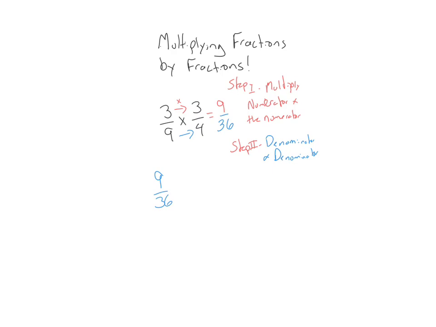What I need to do is I still need to simplify this. So how do we do that? Well, to simplify, remember, let's think back to our simplifying fractions. We need to find the greatest common factor, the GCF. So let's think about factors of 9 and factors of 36. So factors of 9 would be 1 and 9 and 3 times 3. Factors of 36 are 1 and 36, 2 and 18, 3 and 12, 4 and 9, and 6 times 6.